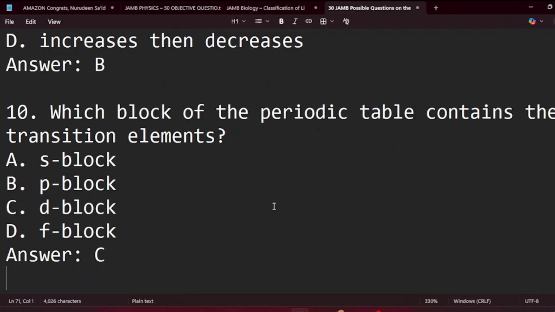Question number 10. Which block of the periodic table contains the transition elements? A. S block, B. P block, D block. Let me take the question again. Which block of the periodic table contains the transition elements? A. S block, B. P block, C. D block, and D. F block. The answer is C, which is D block.